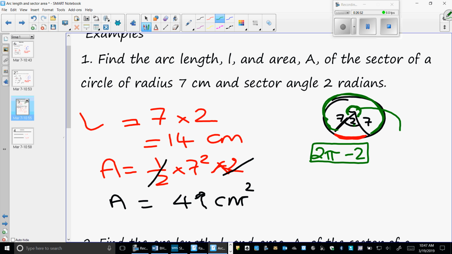Again, it could be on the non-calculator paper. So if they've asked you anything about this bad boy, you would just leave it like this. If they wanted the green arc length, it would be 7 lots of 2 pi minus 2. So that's 14 pi minus 14. Done. Leave it just like that. So that's the hardest thing that you might have to do in these kinds of questions. And that's not too challenging, is it? Not at all.